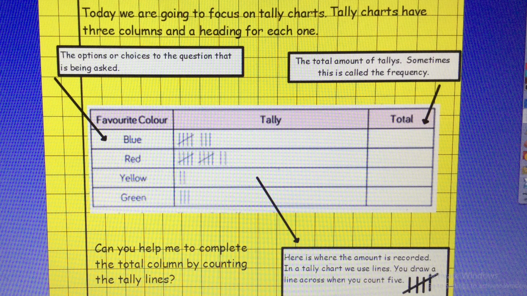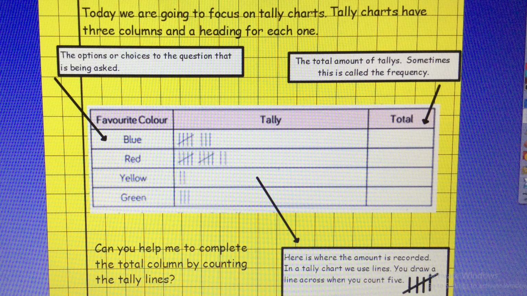The middle column is the tally column, and that's where we record how many people have chosen what colour. As you can see, when we count 4 tallies, we strike through with 1 tally to make 5, which is why it's really handy that we can count in 5s. The final column is the total amount of tallies. Sometimes it's called the frequency column, and you write there the total amount of tallies you can see.